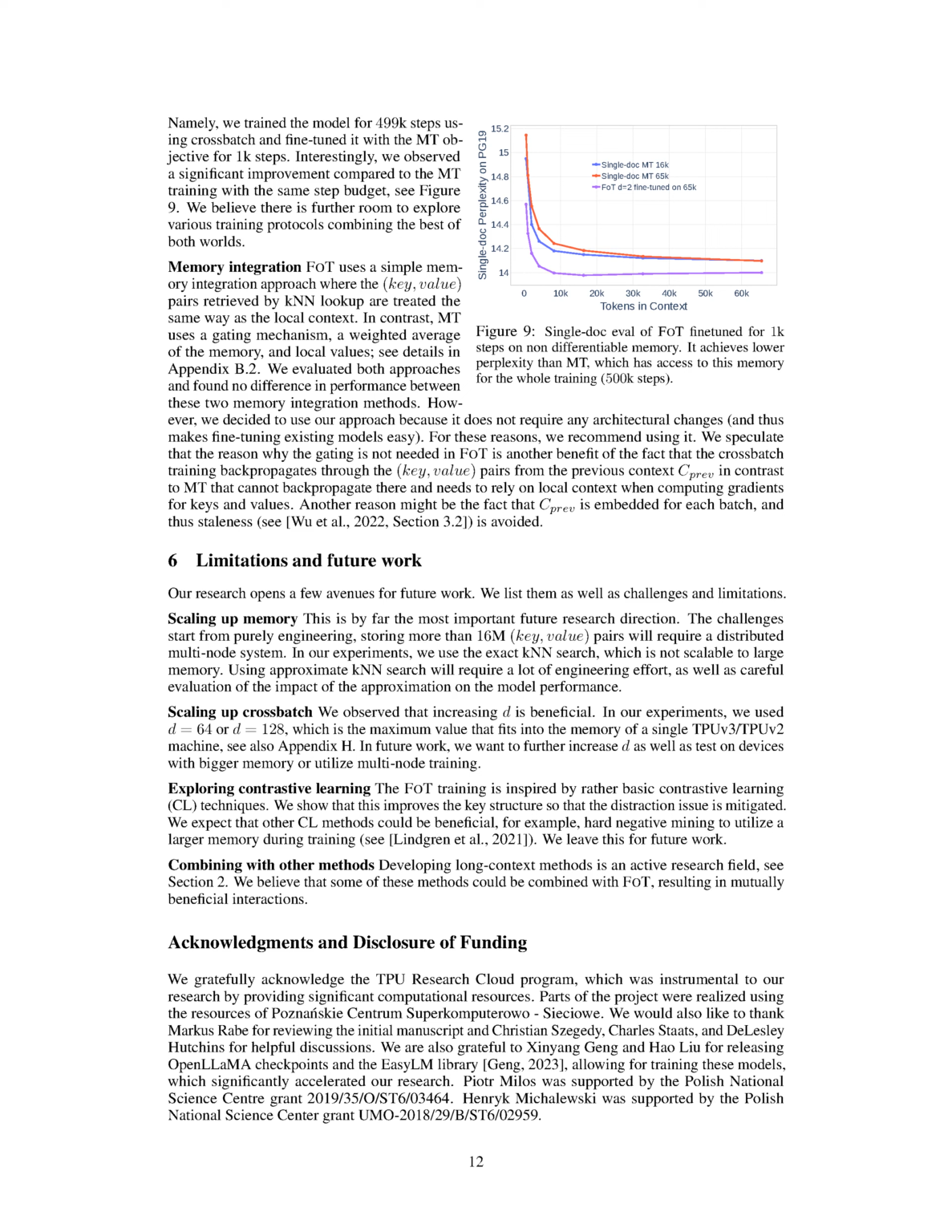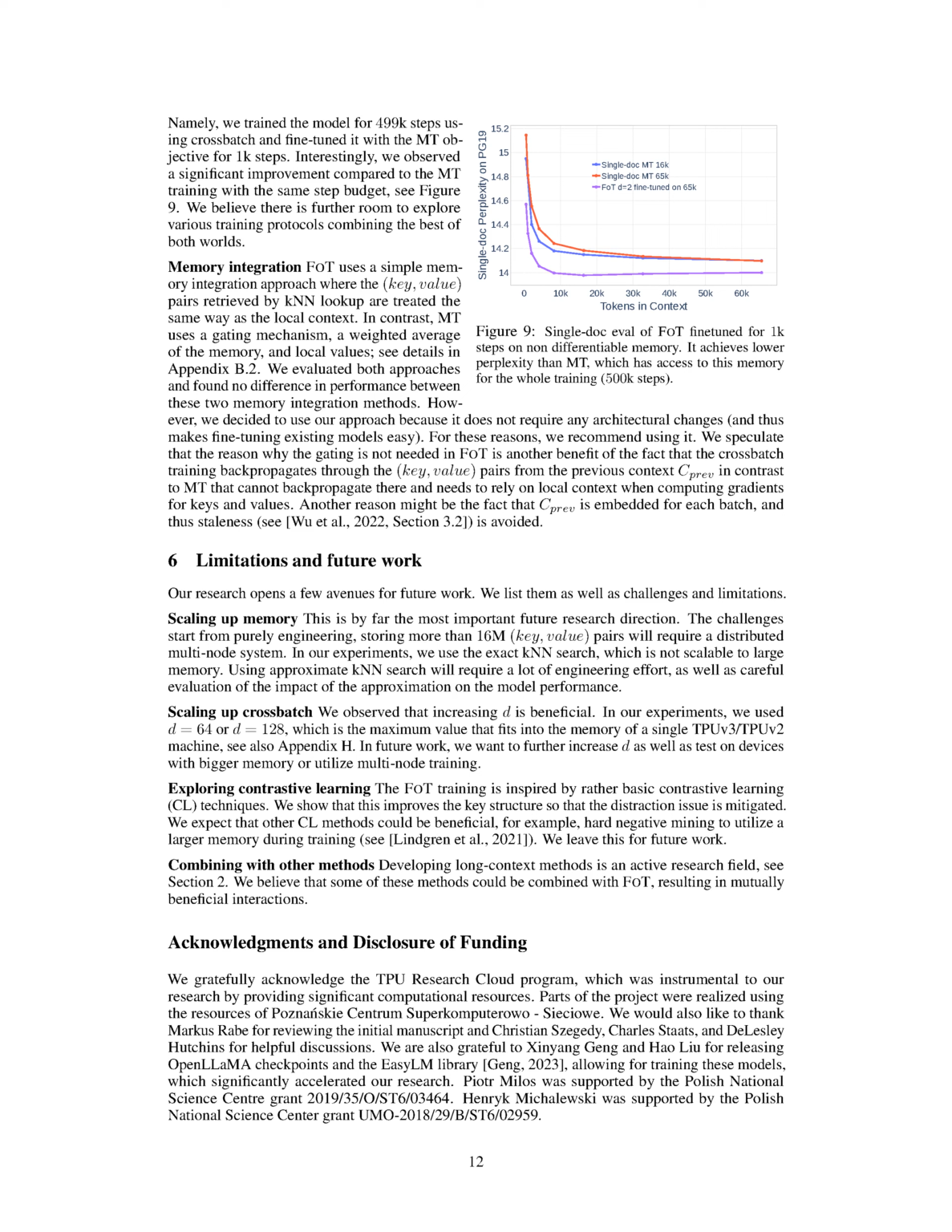We recommend using it. We speculate that the reason why gating isn't needed in FOT is another benefit of the fact that the crossbatch training backpropagates through the key-value pairs from the previous context, unlike the memorizing transformer, which can't backpropagate there and needs to rely on local context when computing gradients for keys and values. Another reason might be that the previous context is embedded for each batch, avoiding staleness.